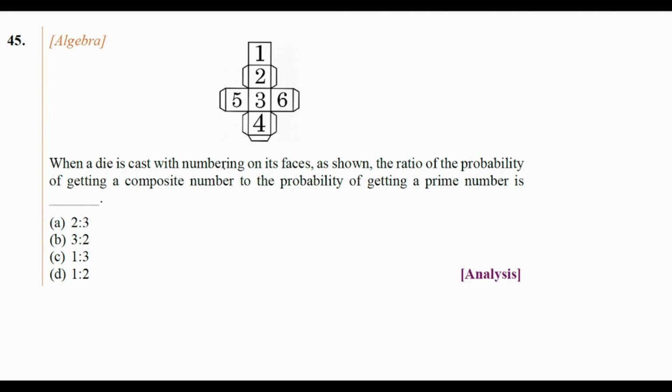Next, 45th question. When a die is cast with a numbering on its face as shown, find the ratio of the probability of getting a composite number to the probability of getting a prime number. Probability of getting a composite number. Okay, what is the probability of getting a composite number? Out of 6 over here. What are the composite numbers, children? Here composite numbers are 4 and 6. These two are composite numbers. So 2 by 6, that is 1 by 3, right?